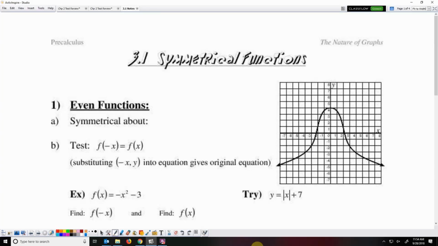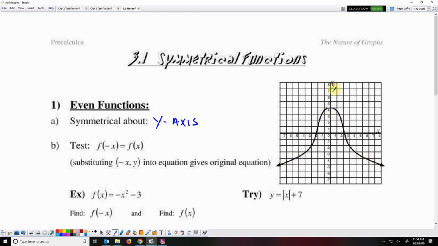Let's talk about symmetry in functions. So we're going to talk about 4 different types of symmetry. The first one is called an even function, and that is a function that is symmetric about the y-axis. So here is an example.